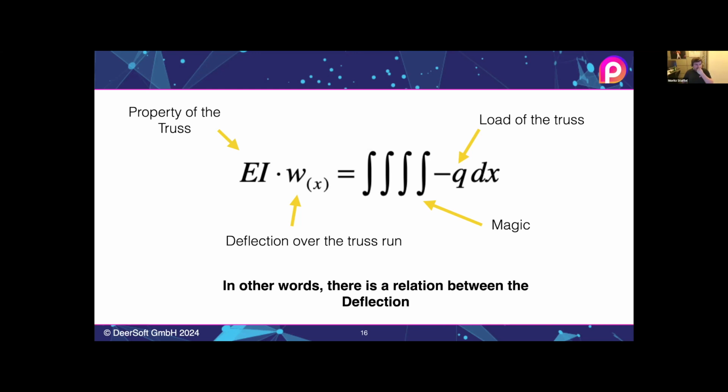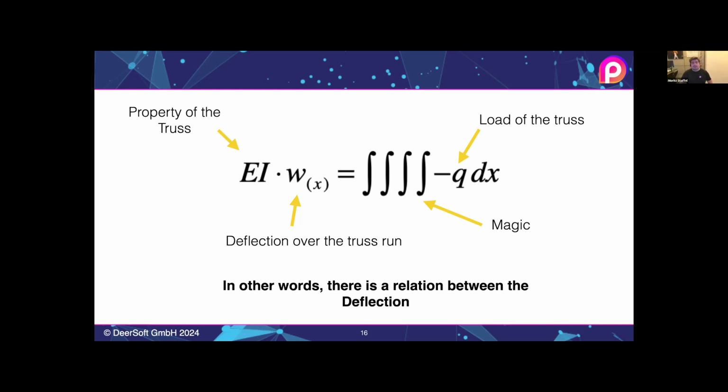Now let's have a look at the terms in here. A and I are properties of the truss that currently are not important for us. That is basically how stiff a truss is. W of X is just a function that defines the deflection over the truss run, so at 1, at 2, at 3 meters, basically. The integrals are basically some kind of magic. We don't want to dive too much into it, so just consider it as magic. That's the rule for how they are linked together.